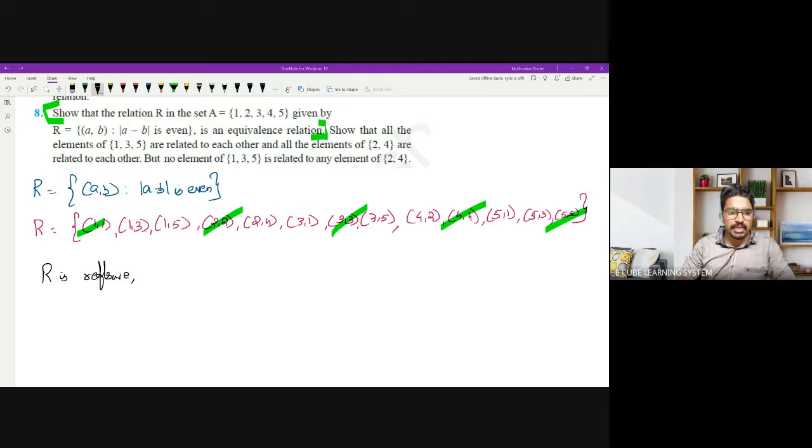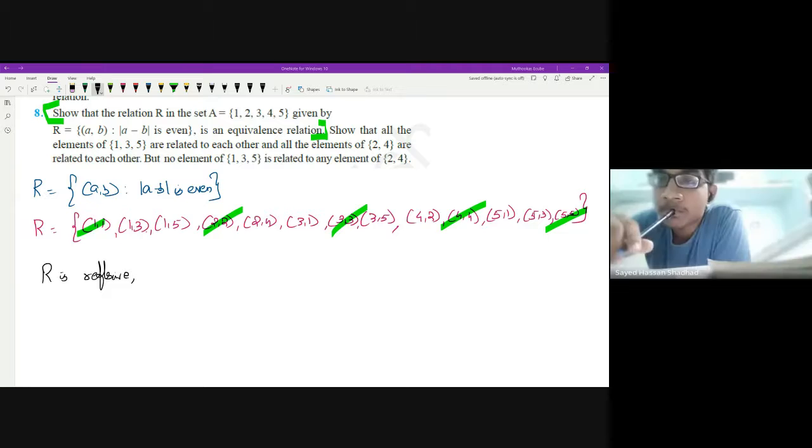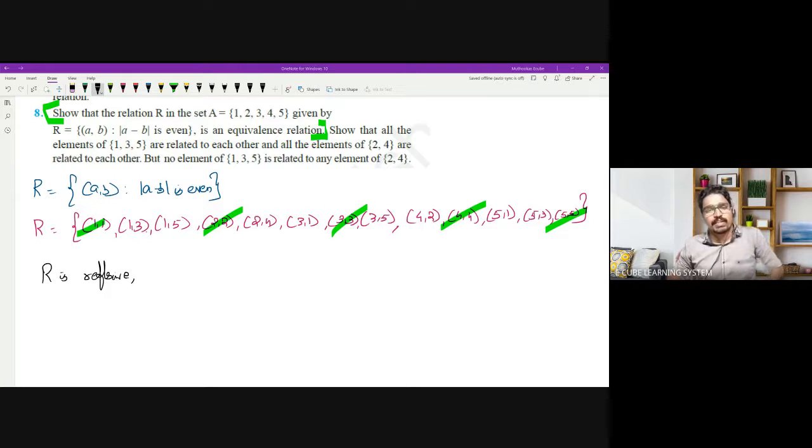What about the symmetric condition? Is it symmetric? Yes, sir. It is symmetric, because there is 1 3, there is 3 1 also.